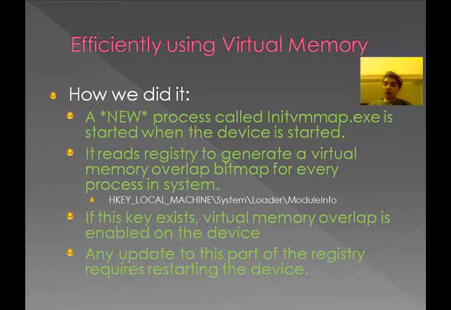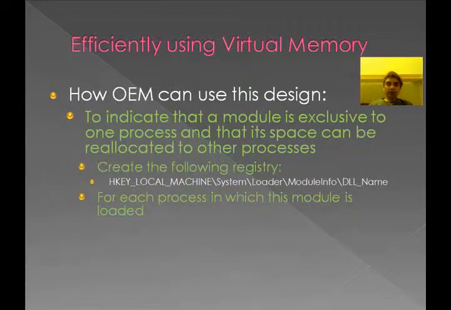And if somebody really wants to change the DLL settings in this registry, then they need to change the registry and restart the device, so that the init vmmap application can again maintain the list. So you can't really do this on the fly, you have to reset the device after making changes.